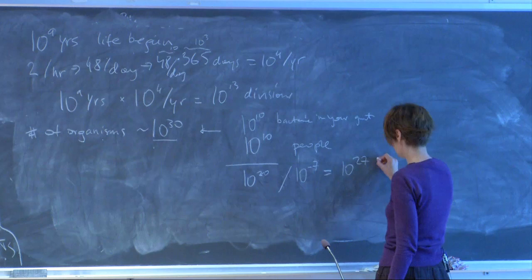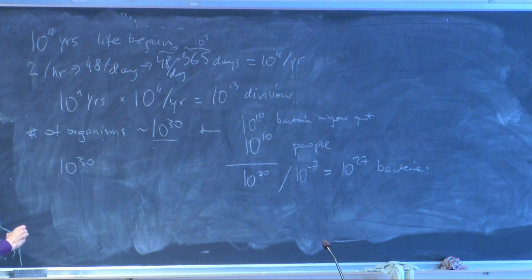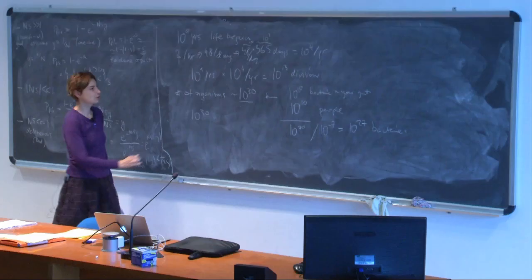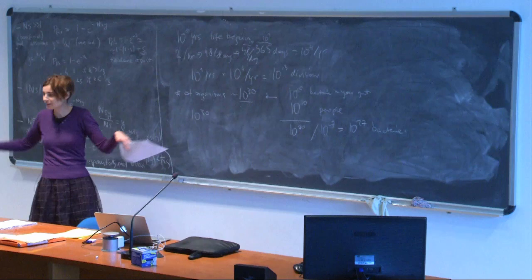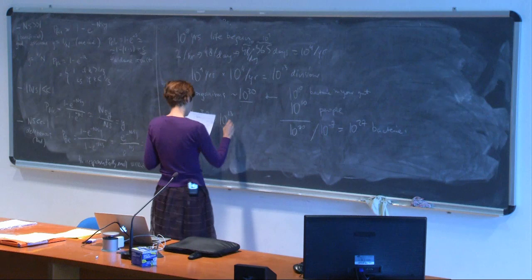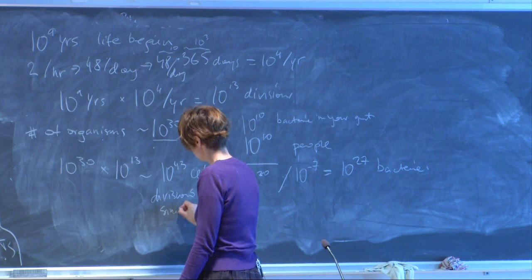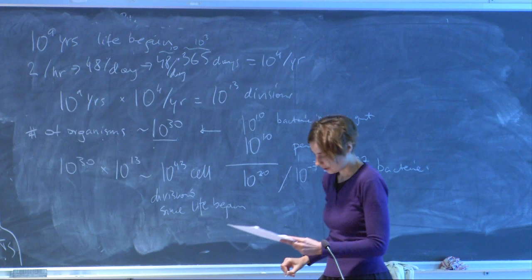Okay, so as I said, order of magnitude, it's quite close. But we get of the order of 10 to the 30 organisms, modulo the problems of things expanding and so on. I'm just going to multiply 10 to the 30 by 10 to the 13, which is the number of cell divisions. And this will give us approximately 10 to the 43 cell divisions since life began. Okay? Apparently, a more clever estimate gives you 10 to the 46.